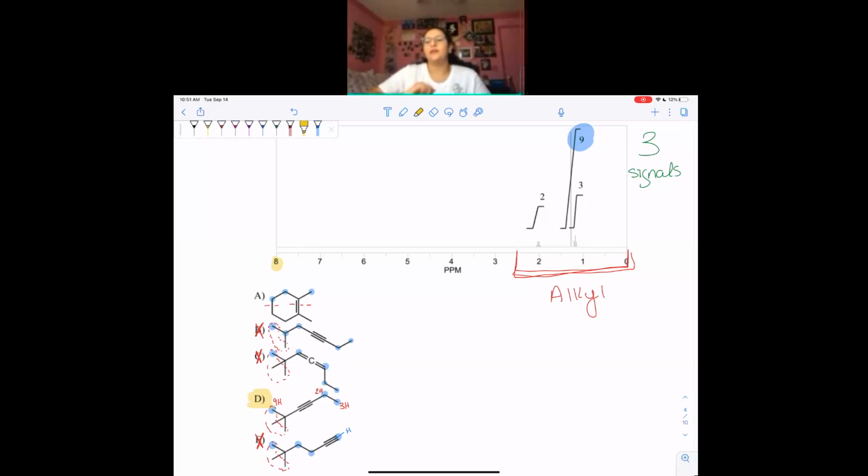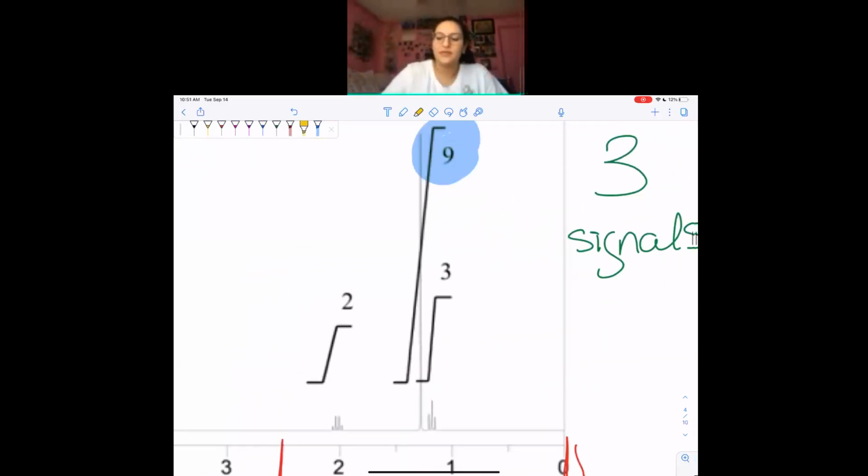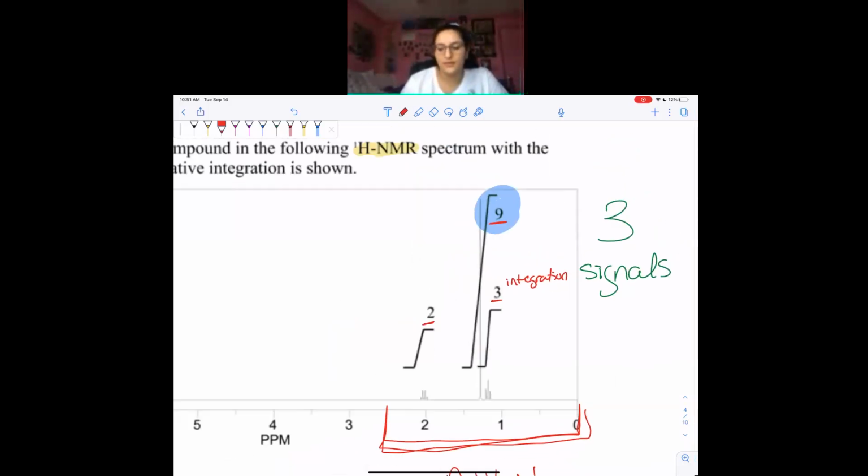Yeah, okay, so this is something that he might not have made super clear. These numbers are just the integration. So that's just the number of hydrogens per signal. I'll zoom back out.